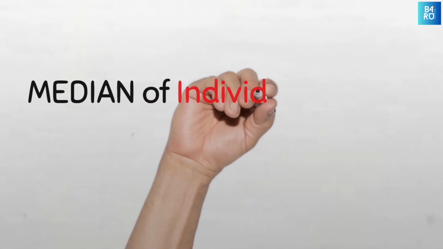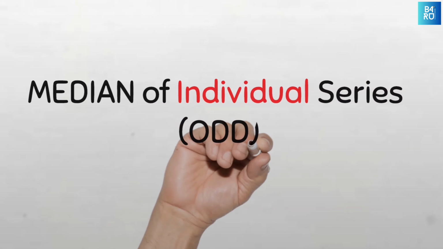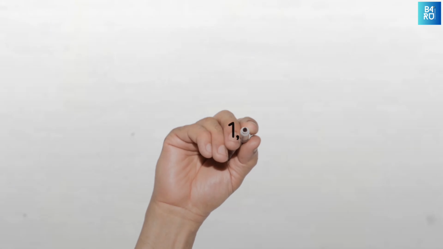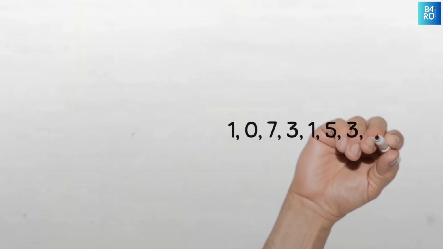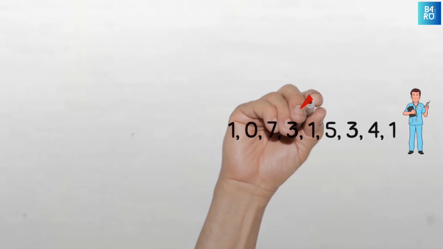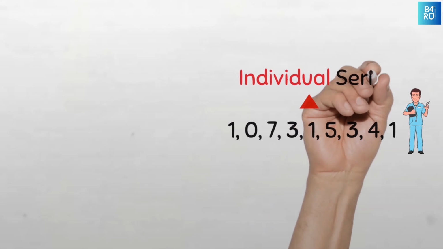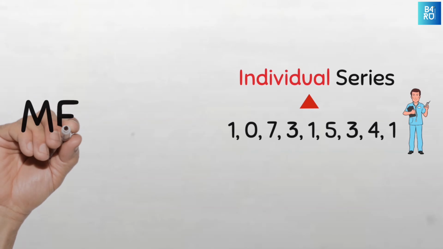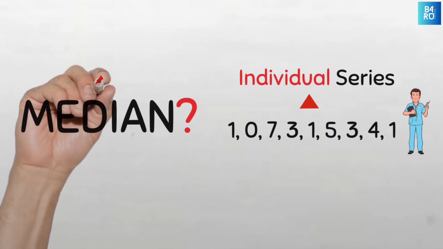Let's do this. Median of individual series data for an odd number of data points. This is the data set of the number of clinic visits in the last year of a sample of 9 children in Samaru's area. This is an individual series data because each number here represents the data from one child. Let's find the median of this data.